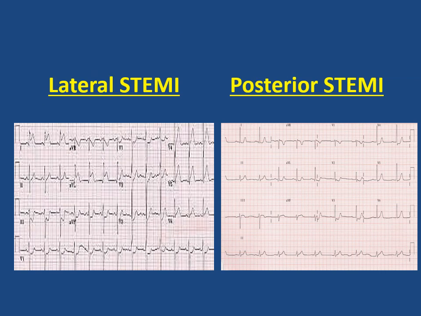On the left side, we can see a classic example of lateral ST elevation myocardial infarction. And on the right side, we can see a posterior STEMI, which is often underdiagnosed or missed. It can be diagnosed by observing a tall R from V1 to V3 and ST depression rather than ST elevation. It is a reciprocal or mirror image of the ST elevation myocardial infarction. Tall R instead of the pathological Q wave and ST depression instead of the ST elevation from V1 to V3.